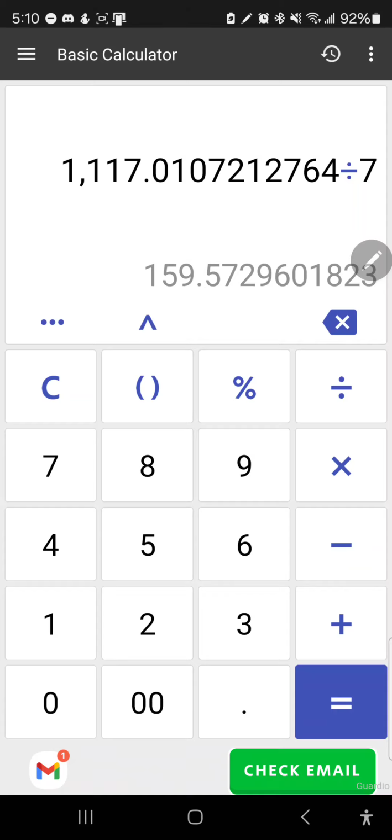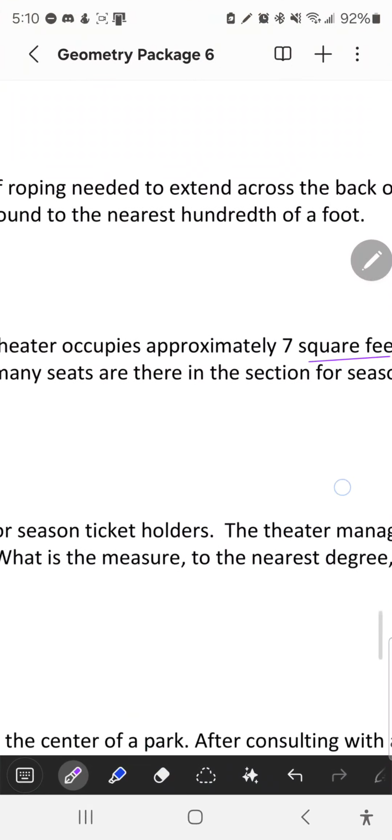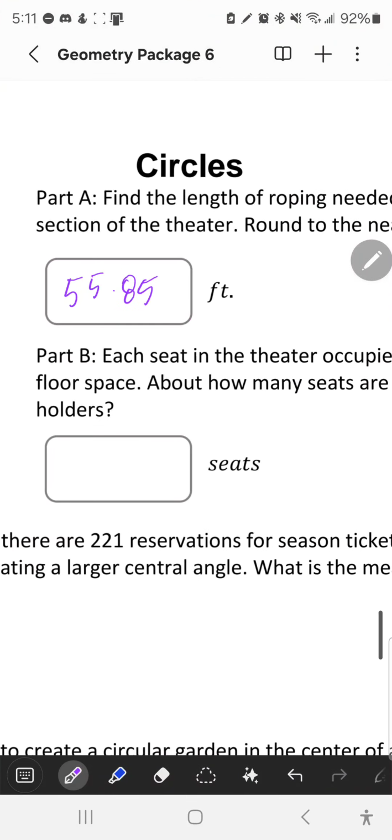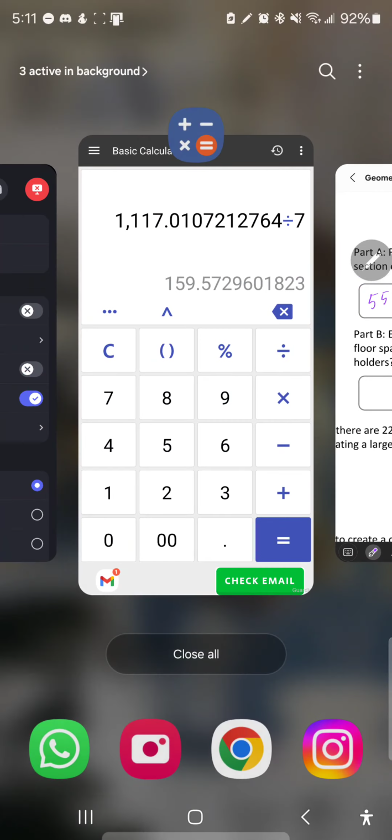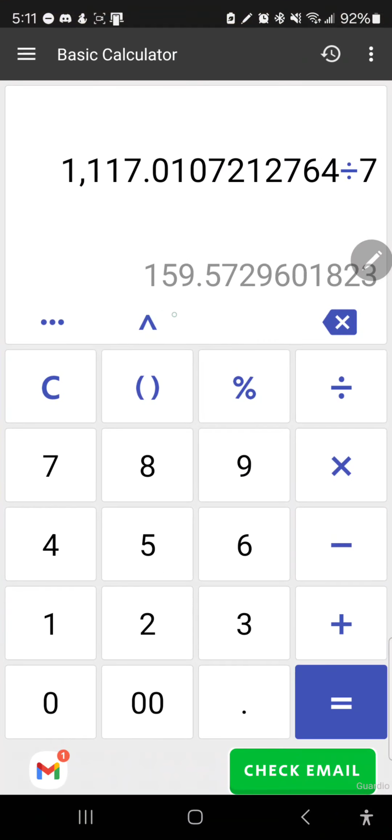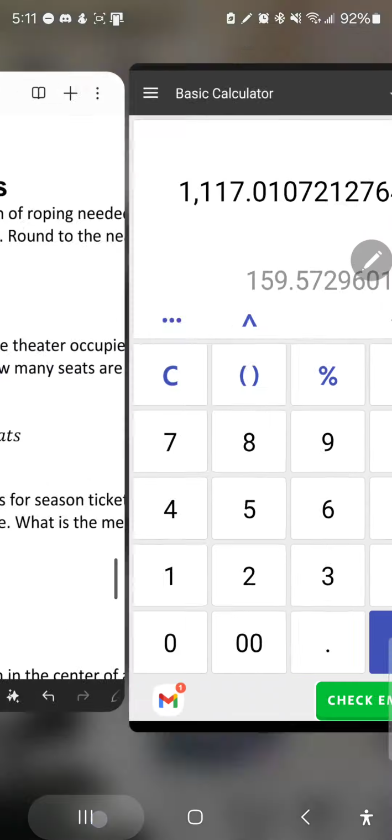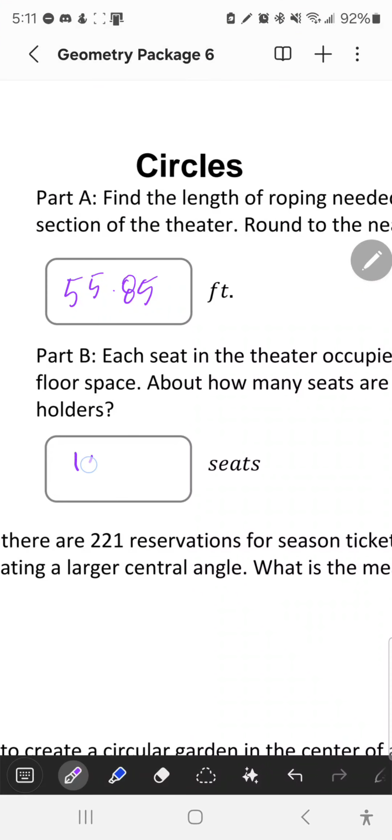Now, can we put 0.6 seats in the theater? No, we cannot put 0.6. We can put 159. That 0.6 extra, we cannot put the shares. So we need to put 159 seats, because there is only 0.6 of a seat's space left, and a space for a 0.6 seat doesn't exist.